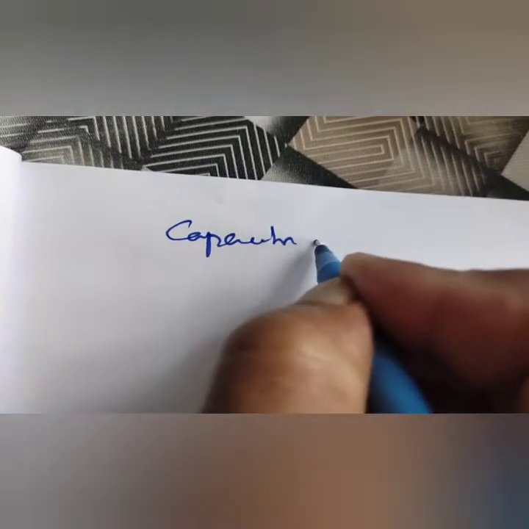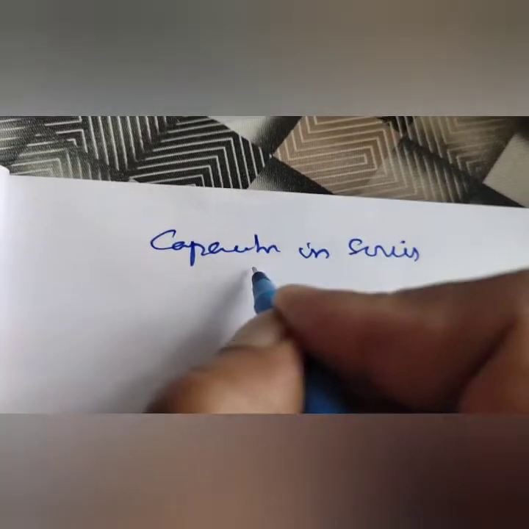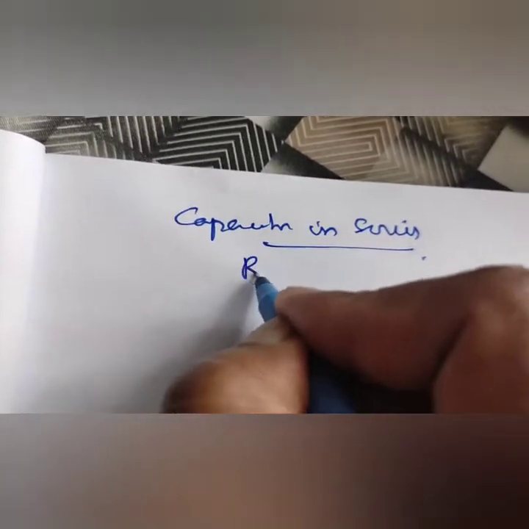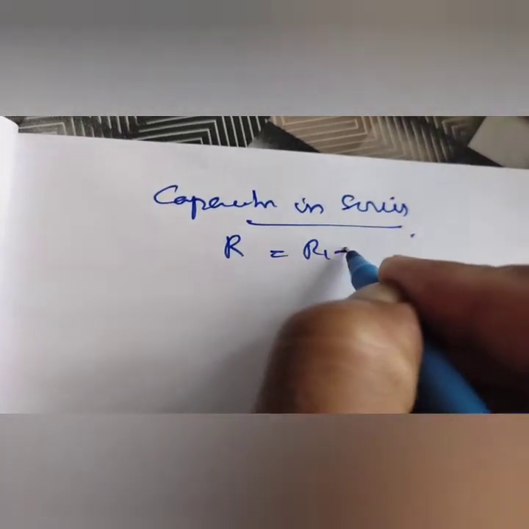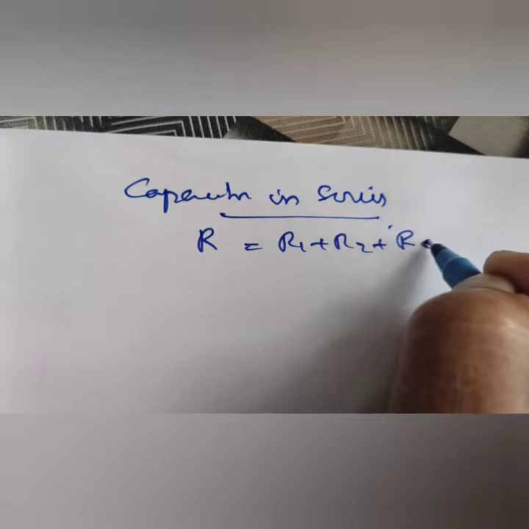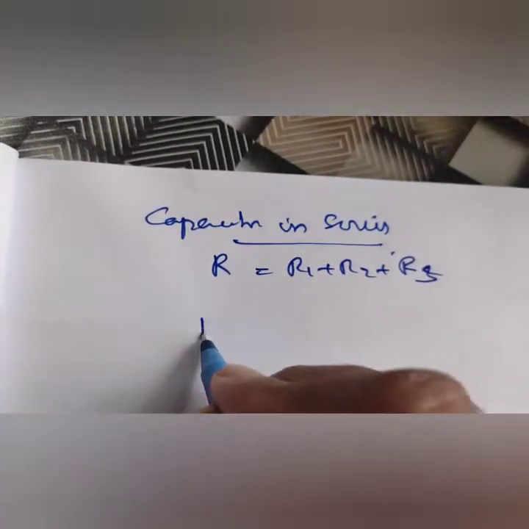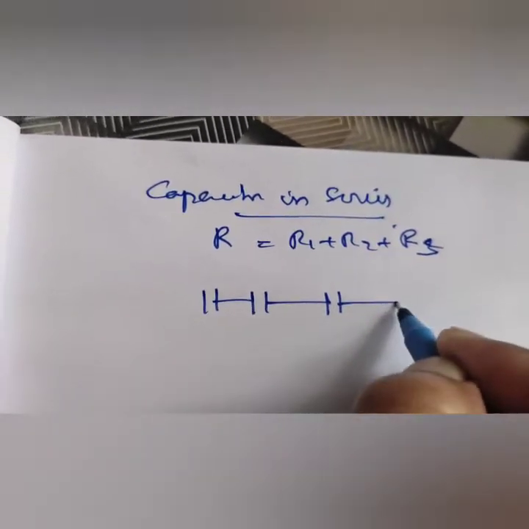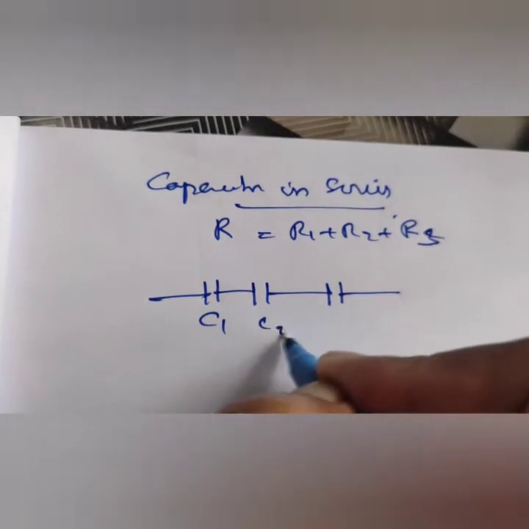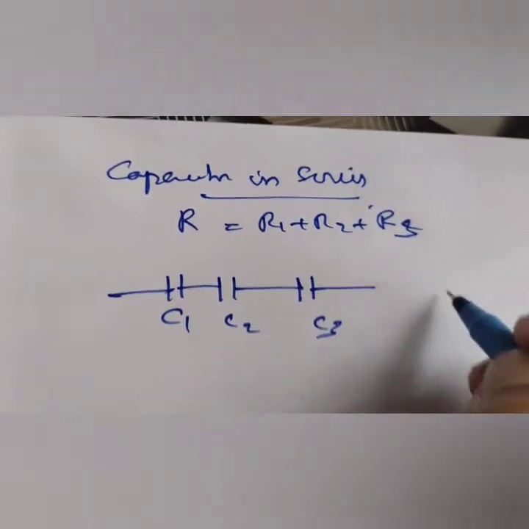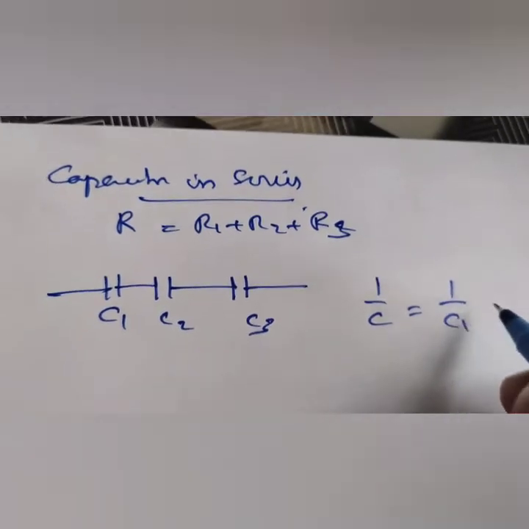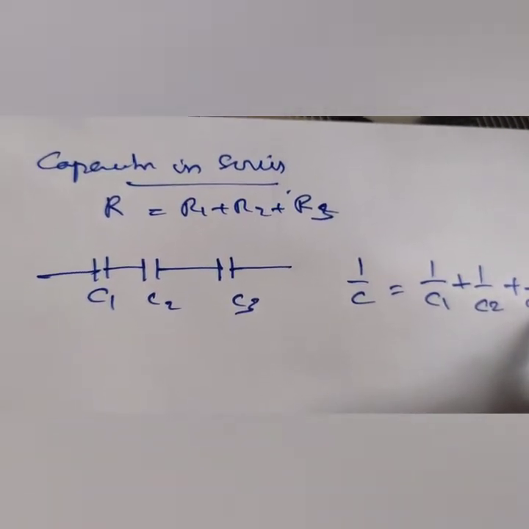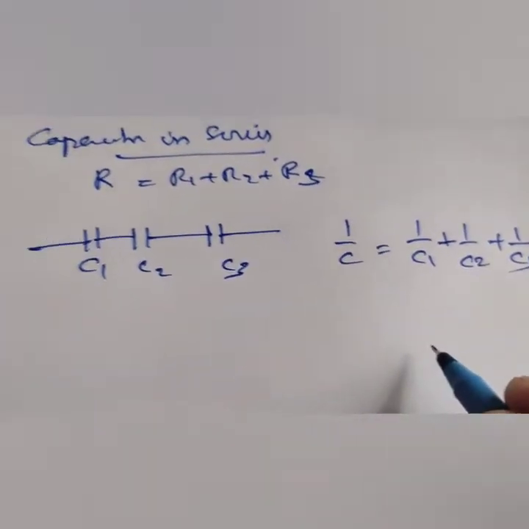Capacitors in series. We know the resistance in series is R1 plus R2 plus R3, etc. Capacitors in series means C1, C2, C3, etc. in series. 1 by C is equal to 1 by C1 plus 1 by C2 plus 1 by C3, like that.